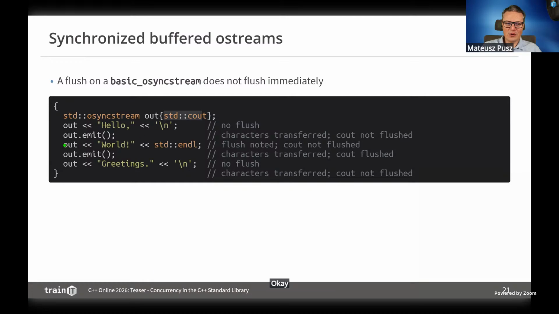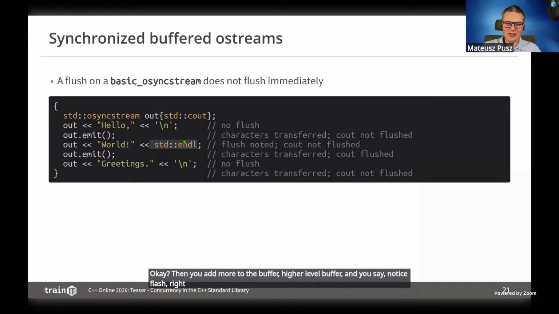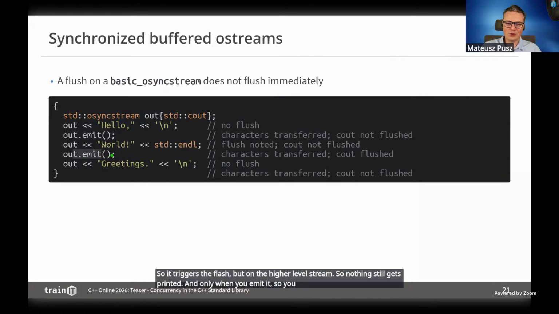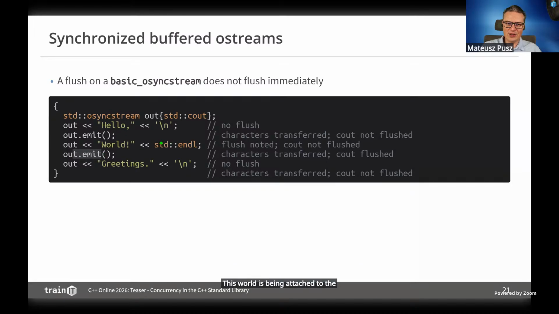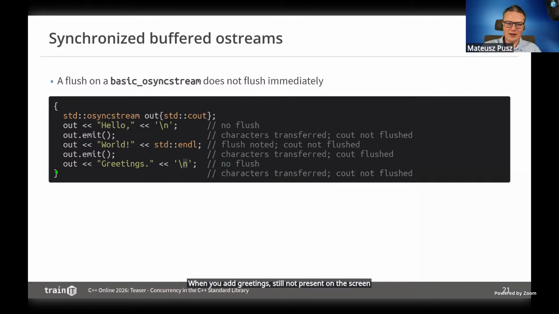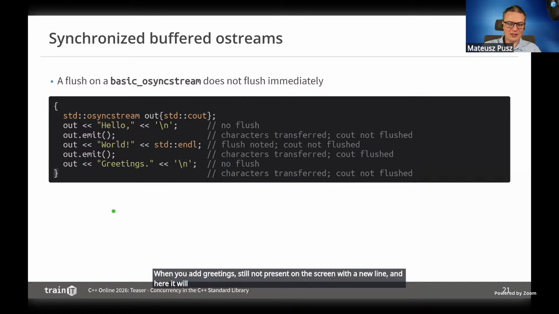Then you add more to the higher level buffer, and you say flush. Notice that flush is different from a new line in that it triggers a flush on a stream. But it triggers the flush on the higher level stream, so nothing still gets printed. Only when you emit it, so you transfer this to the underlying stream, is this word attached to the current cout, and there is the flush, so this will be presented on the screen. Then you add greetings, still not present on the screen with a new line, and here it will emit, but still not flush. All right. This is basically how it works.